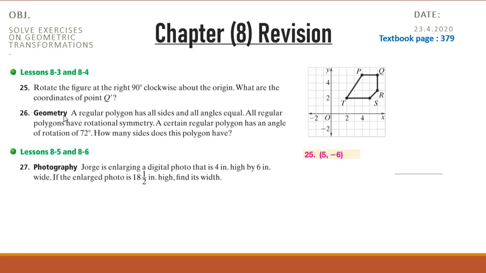Okay, guys, in this one we have a regular polygon, and the meaning of regular polygon is a polygon that all sides and all angles are equal. And all regular polygons have rotational symmetry. For example, if you have a square, that's a regular polygon with 4 sides, so it's a regular quadrilateral, and it has rotational symmetry with angle 90 degrees.